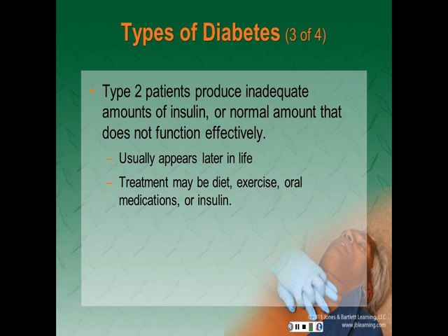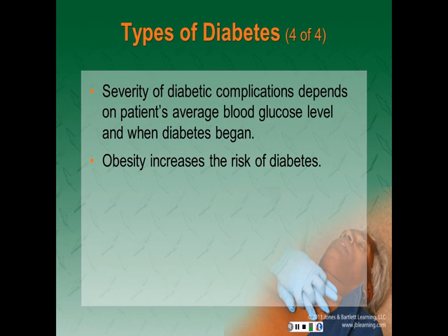Hypoglycemic agent administration may cause hypoglycemia in some patients, for example, those who are very active or who exercise a lot. In the past, it's been referred to as non-insulin dependent diabetes mellitus or adult onset diabetes. Some patients, however, may still require insulin, and this type of diabetes is easier to regulate and is much more common. The severity of diabetic complications depends on how high a patient's average blood glucose level is and how early in life diabetes began. And obesity increases the risk.